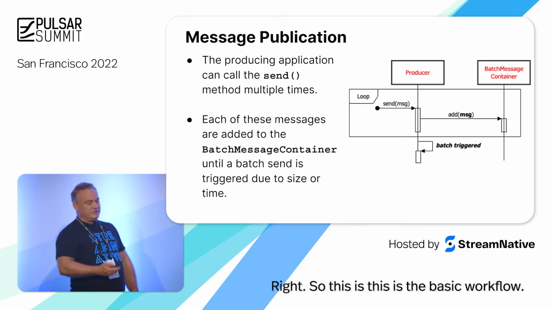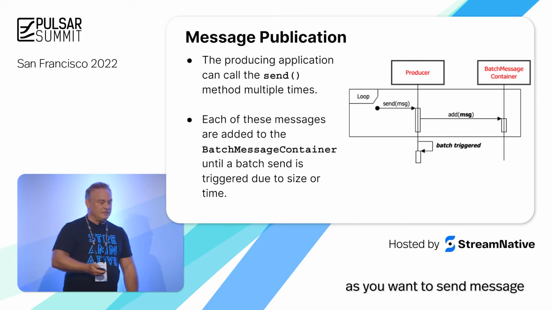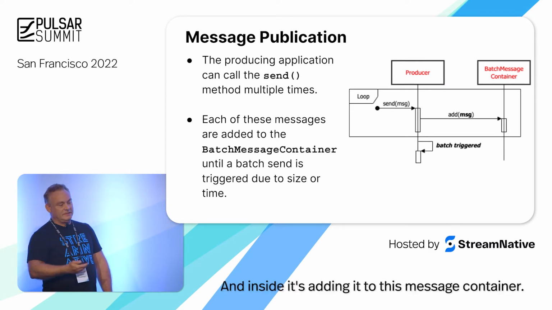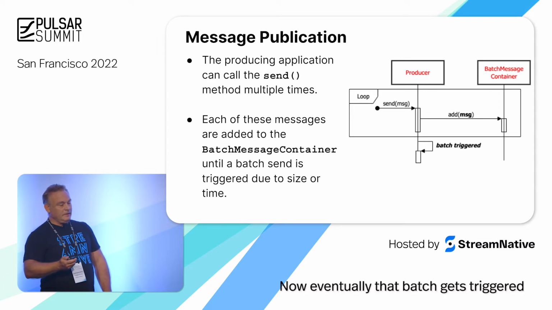Right, so this is the basic workflow. You've created a producer. You can call as many times as you want to send a message over that producer object, and inside it's adding it to this message container. Now eventually that batch gets triggered, right?